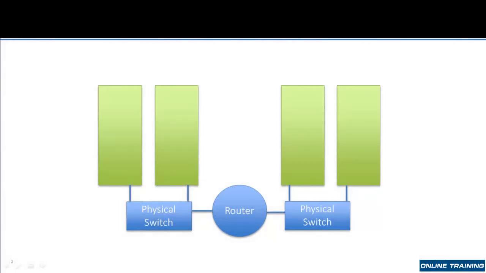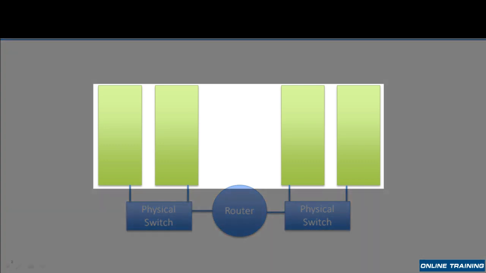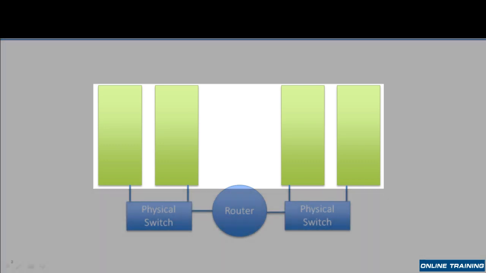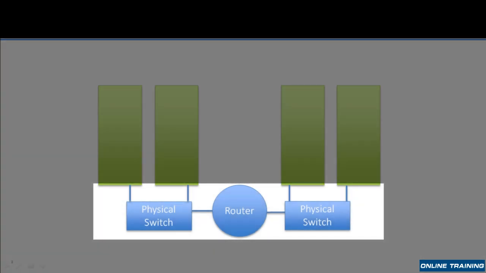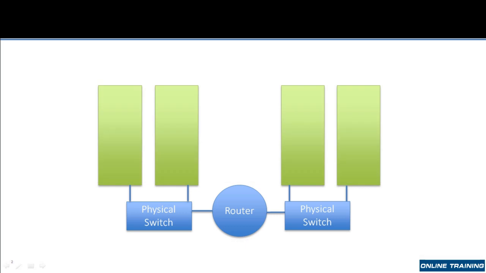Starting with the NSX Logical Switch. In our diagram here, and we're going to use a lot of diagrams in this lesson, we see a physical network. We've got two ESXi hosts on the left, two ESXi hosts on the right, and in the middle, we've got physical switches and a router interconnecting these ESXi hosts.